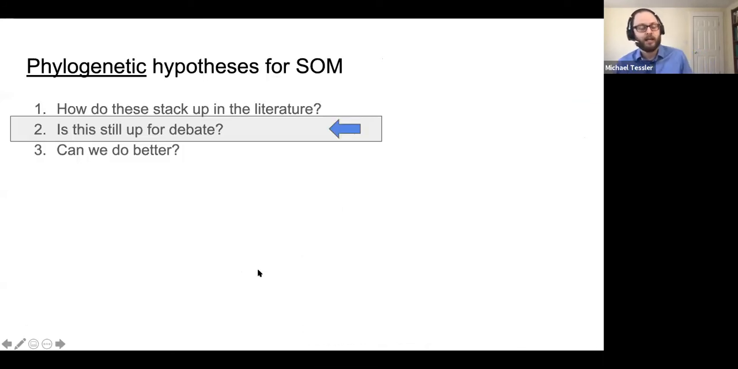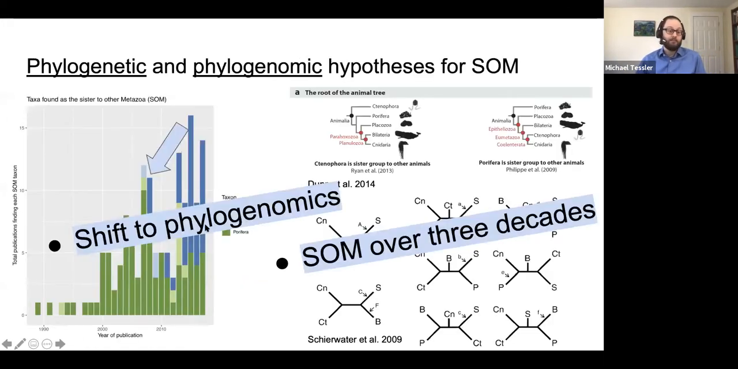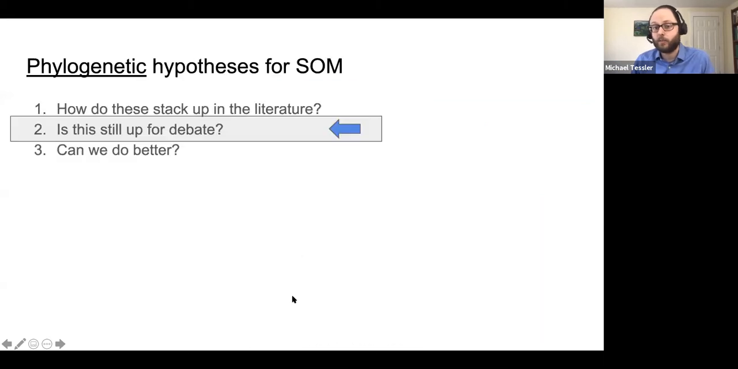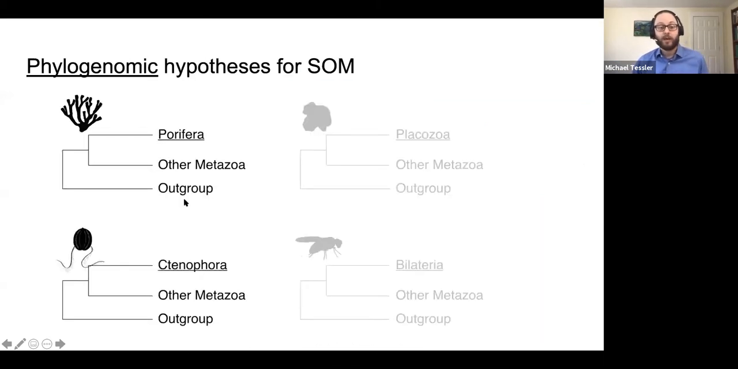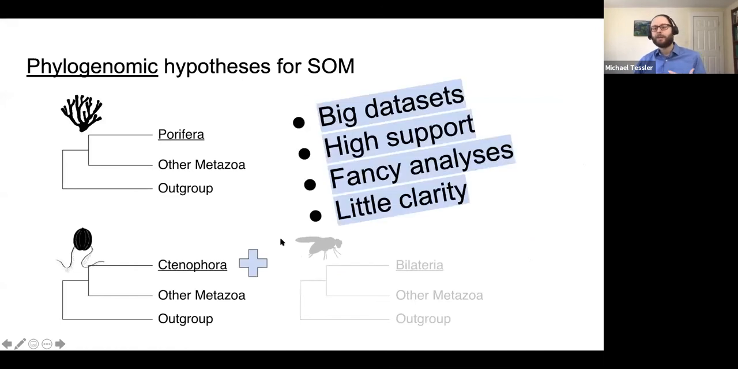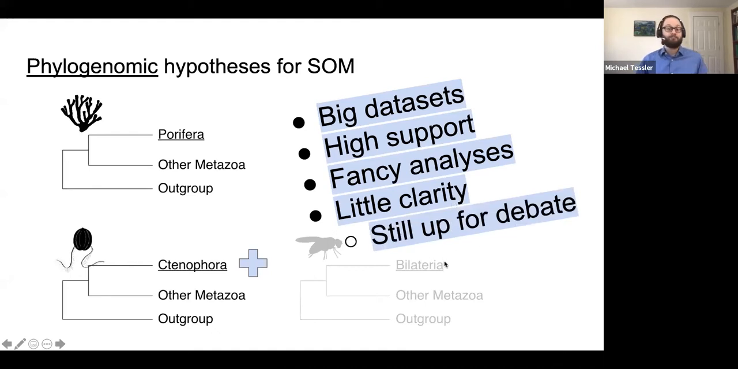So is this still up for debate? Well, going back, yeah, we basically have a 50-50 split on which hypothesis tends to be the most common. So it seems like these two, but people have put a huge amount of energy into this: really big data sets, always high support values in terms of things like bootstraps and posterior probabilities, very fancy analyses, add-ons to the normal analyses, yet very little clarity. So there's a lot of room for figuring out more.